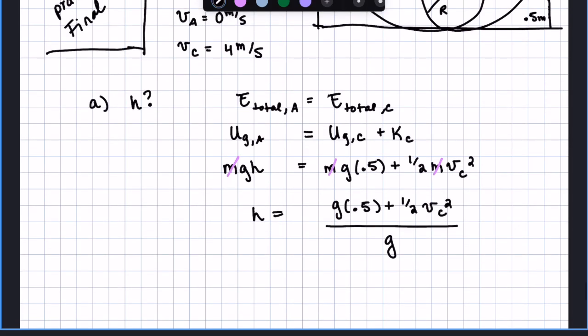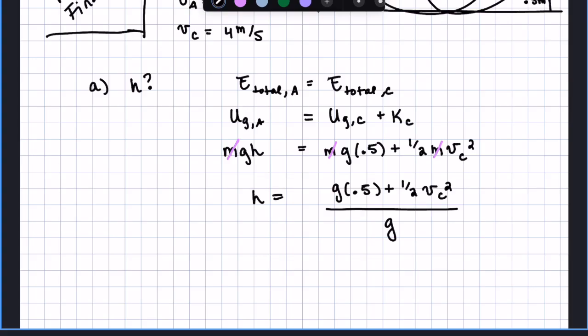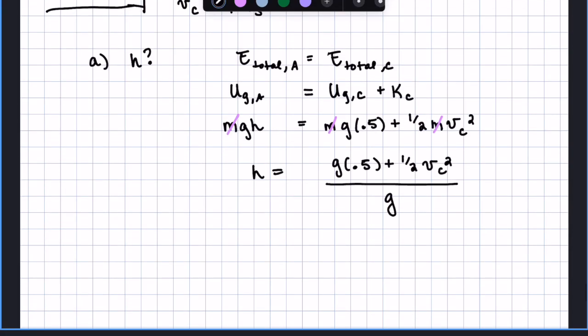And then start substituting things in. So my 9.8 times 0.5 plus 1/2 of 4 squared gives me like a 12.9. And then if I divide that by 9.8, I get h is 1.32 meters, if I round that to the second decimal place. Okay, so we've got one thing done.